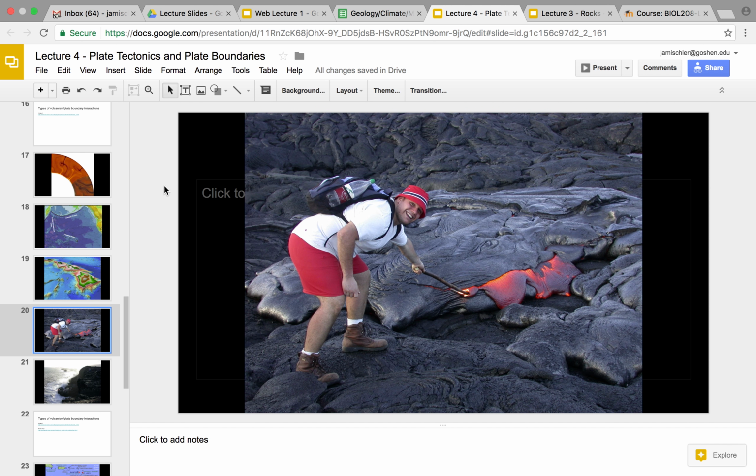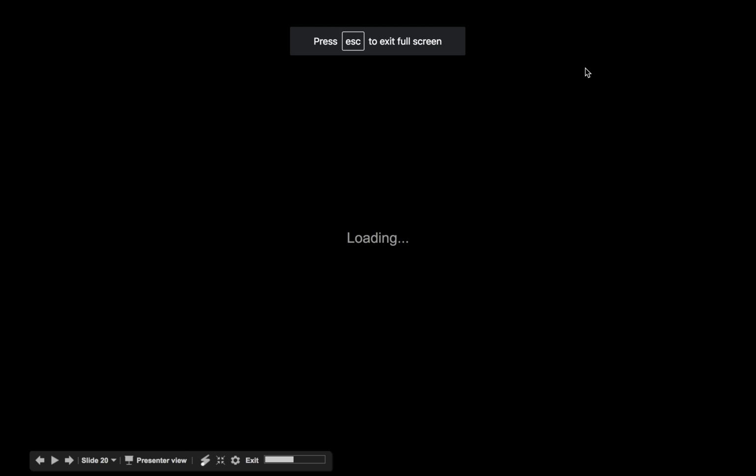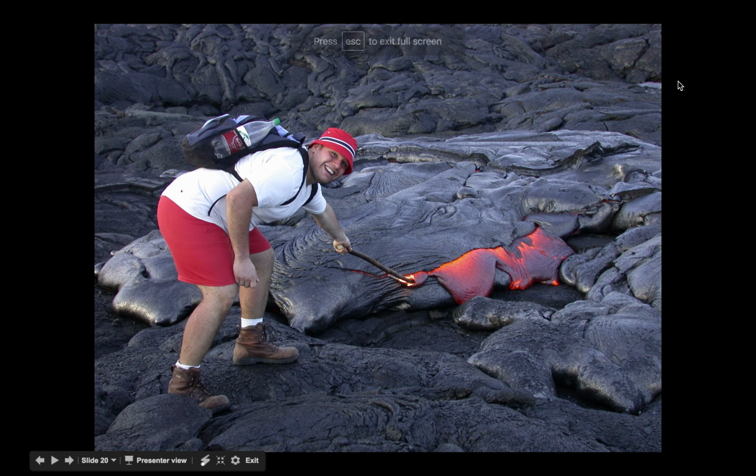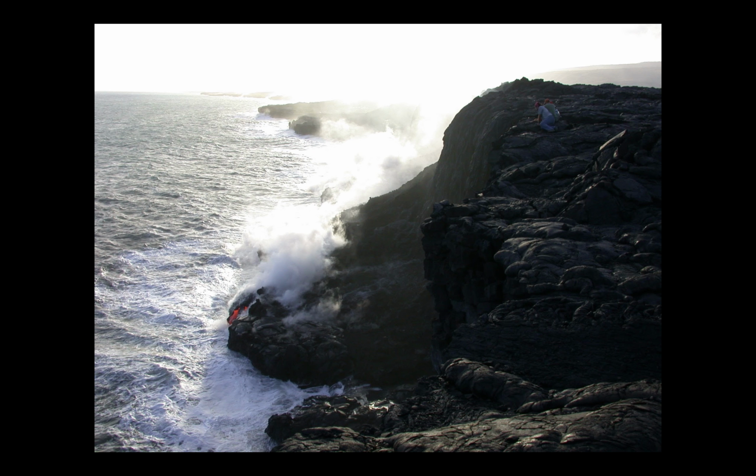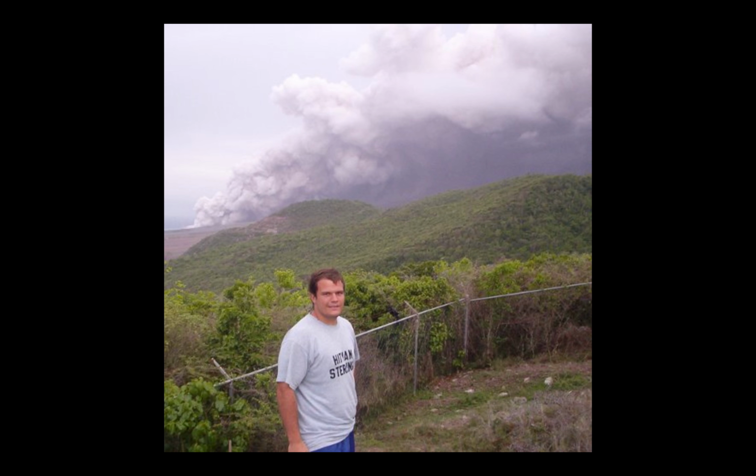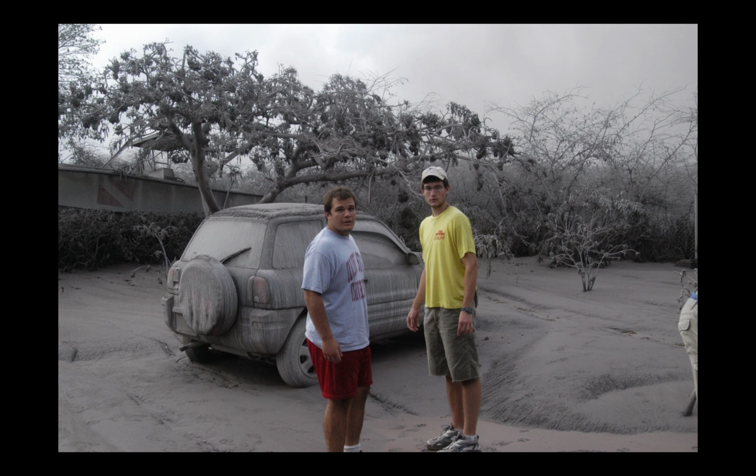I can walk right up to the lava flows. It's not a problem, right? These aren't explosive. There's not a lot of water or gas or volatiles. These are mainly basalt, right? Pretty mafic material.